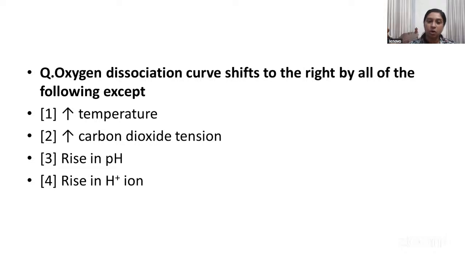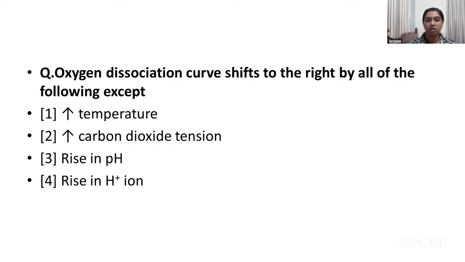Next question. Oxygen dissociation curve. This is also an important topic. Many questions are asked regarding this topic. Oxygen dissociation curve shifts to the right by all of the following except. Usually with the oxygen or carbon dioxide dissociation curve, a shift to left means more affinity to the particular thing, either carbon dioxide or oxygen, based on what they are asking. So in dissociation curves, shift to right means least affinity and shift to left means more affinity.